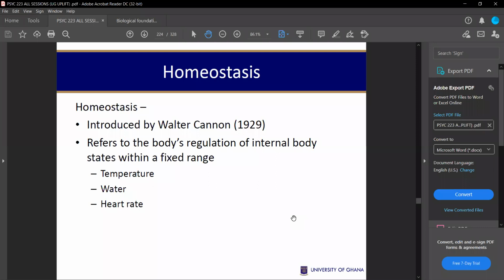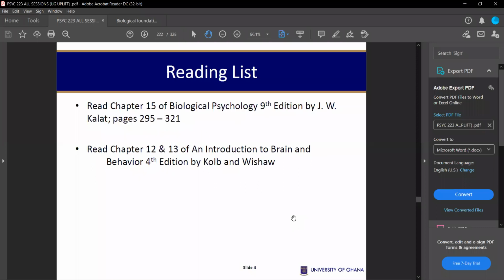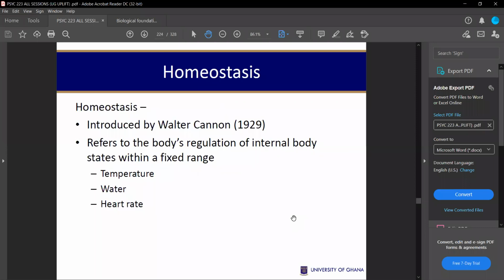So we have different forms that we are supposed to do. We have one known as temperature regulation, also known as homeostasis. So under homeostasis, it's more or less like our body regulation. Our body's regulation. So under it, we have different forms. We have temperature, water, heart rate, and so on.